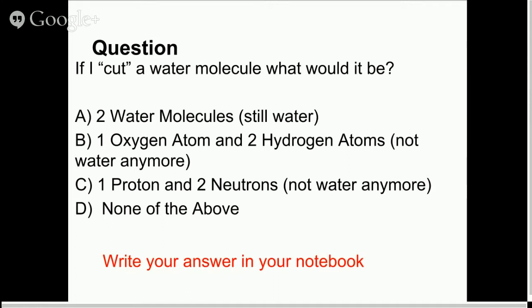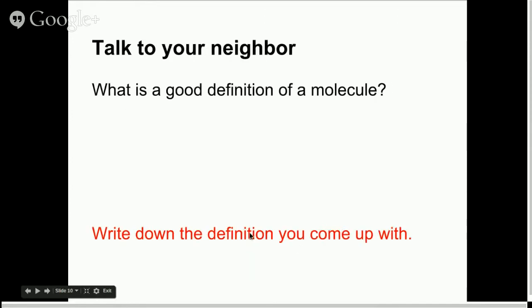Okay, the correct answer is B. It is no longer water if you cut it. It could be C, but it would be a lot more protons and a lot more neutrons. So B is the better answer. Try and come up with a good definition of molecule with your neighbor or just in your notebook. Go ahead and pause it.